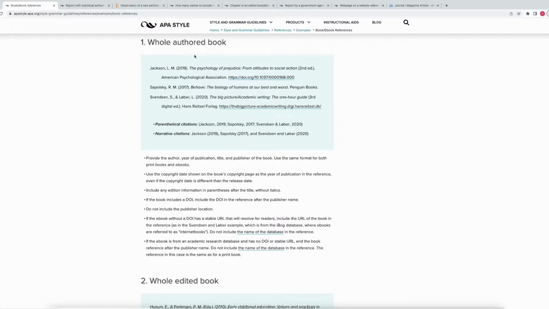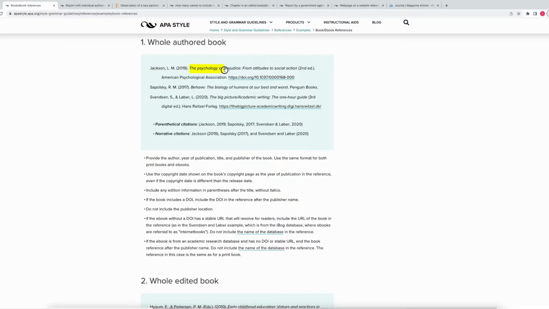This is a whole author book, where one person is really responsible for writing the entire book. In this case, we have Jackson LM. This is the standard: you do your last name first, comma, and first initials. So we have Jackson, comma, L period, M period. This book was published in 2019.